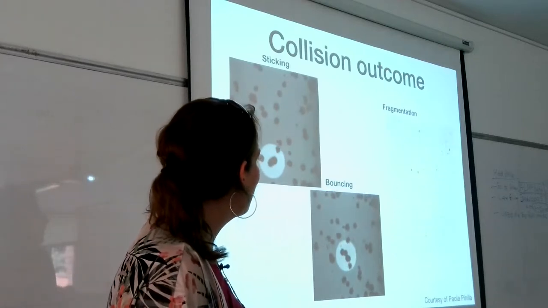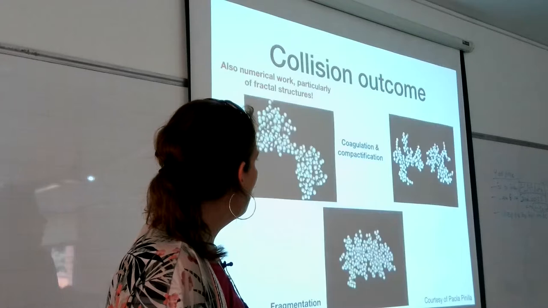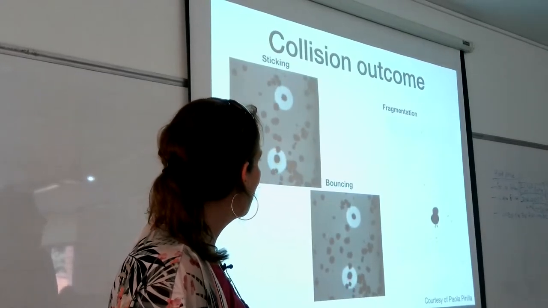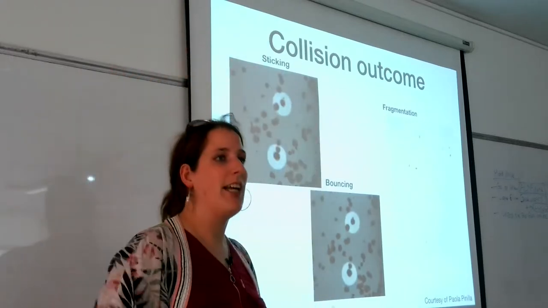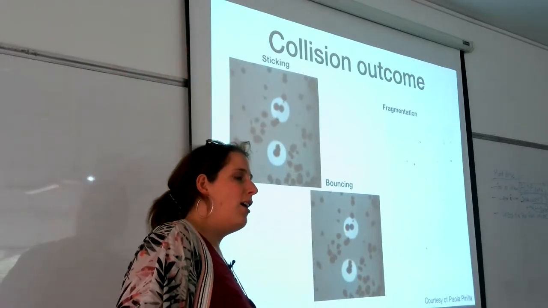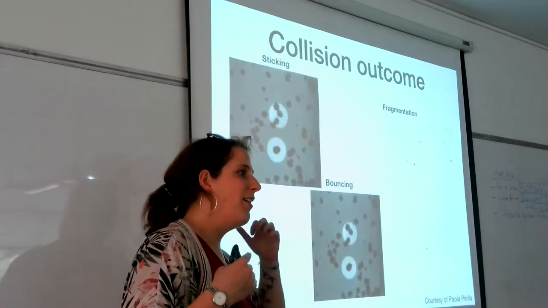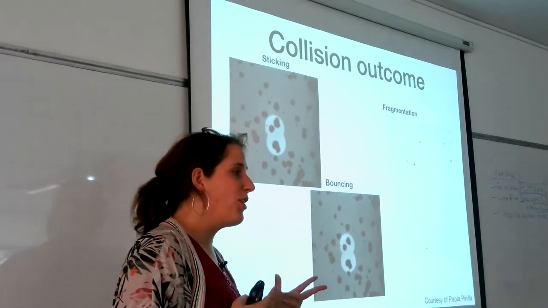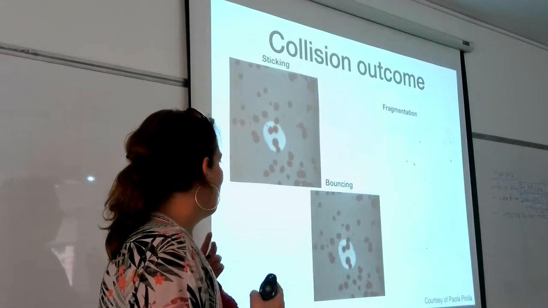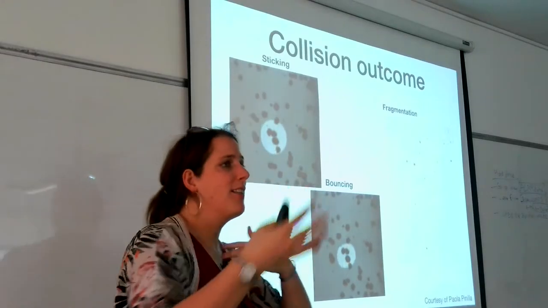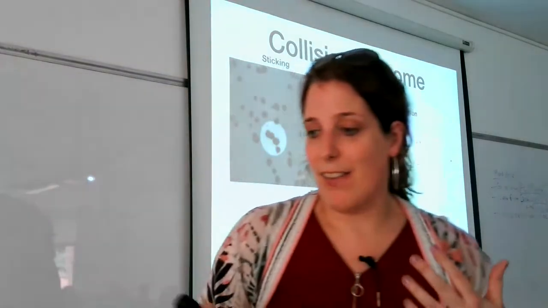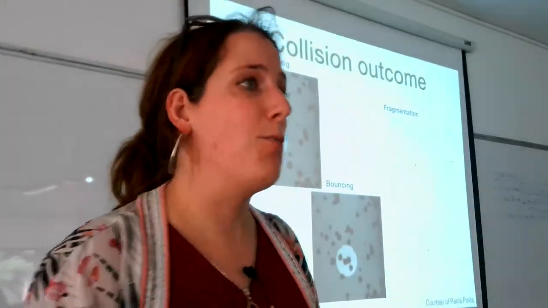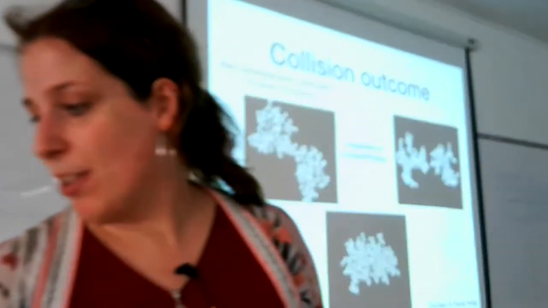We have two dust grains. Let me play that one again. Here we go. Dust grain, other dust grain, and everything gets fragmented. So by determining what mass, what velocity, and what composition results in these different kinds of effects, we can essentially estimate the efficiency of each of these processes and the parameter dependence.